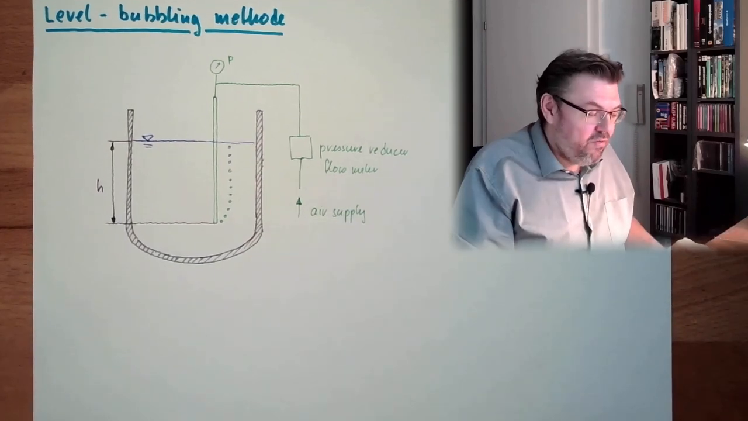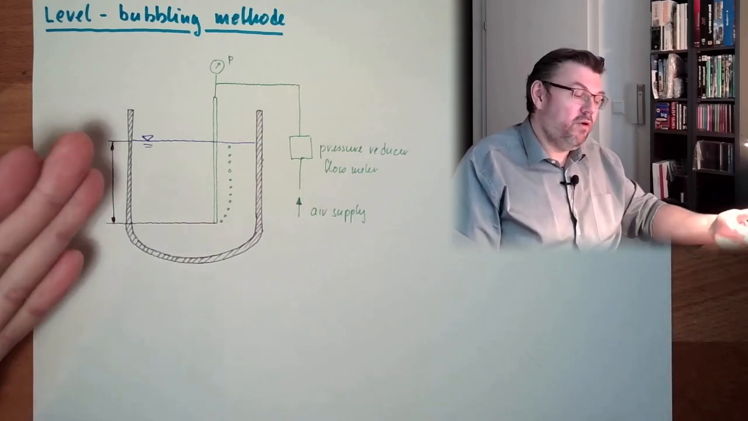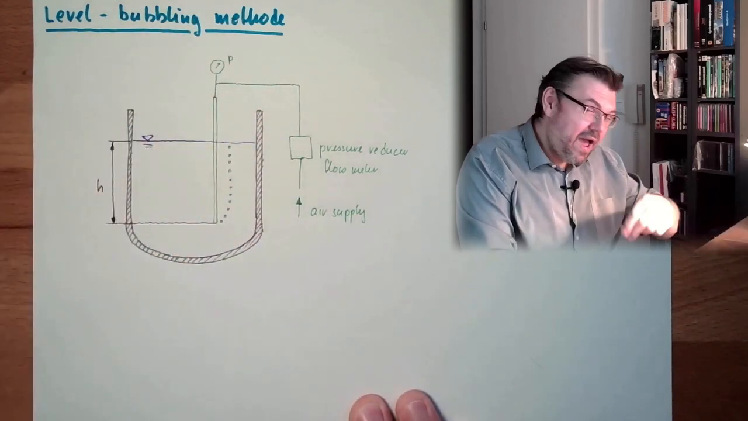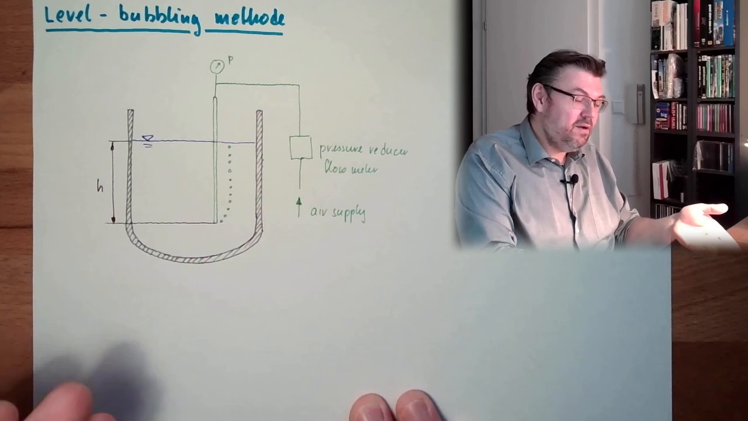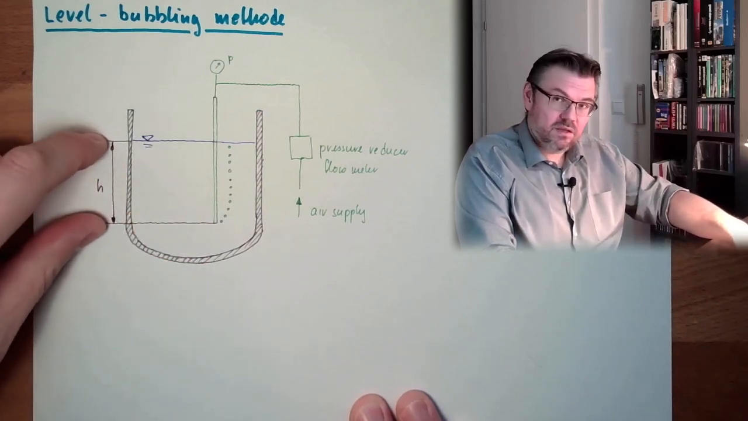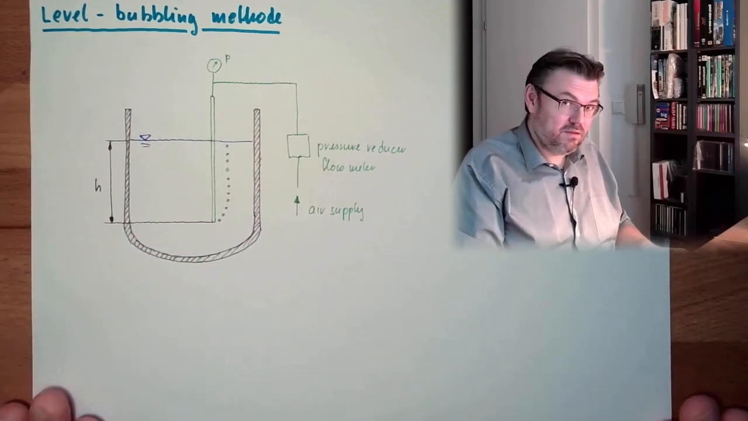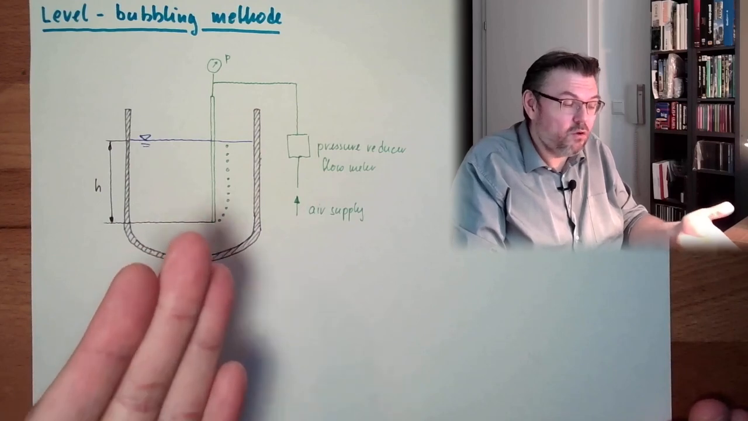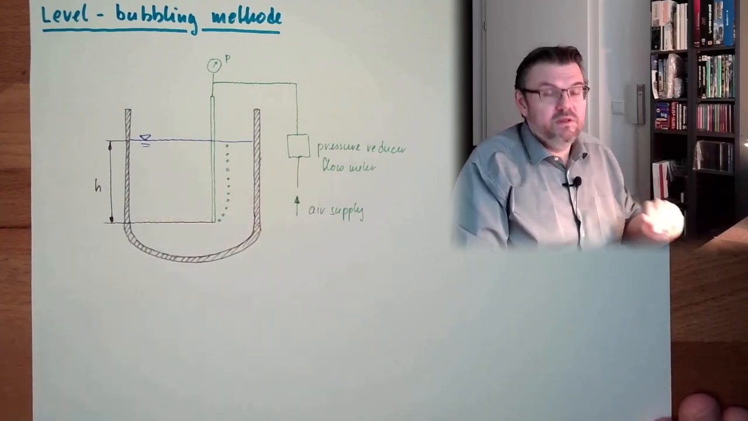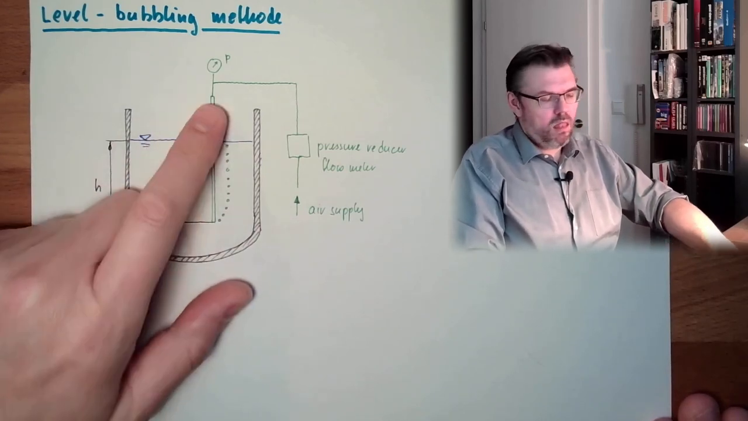And now I think it's obvious that it's not very suitable for pressure tanks, because then we would have pressure here, and then we would have to apply more pressure to compensate for this, because then we not only have the hydrostatic pressure. It's the same issue as with the hydrostatic method. It's very closely related to the hydrostatic method. However, it works a little bit differently. Bubbling method.